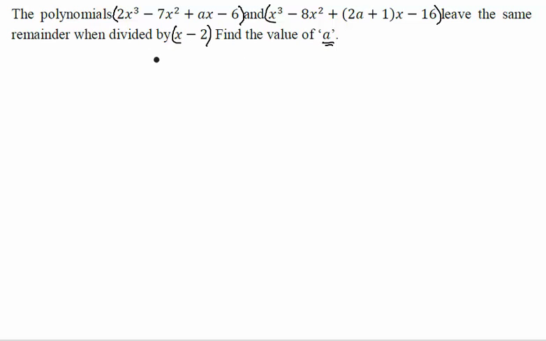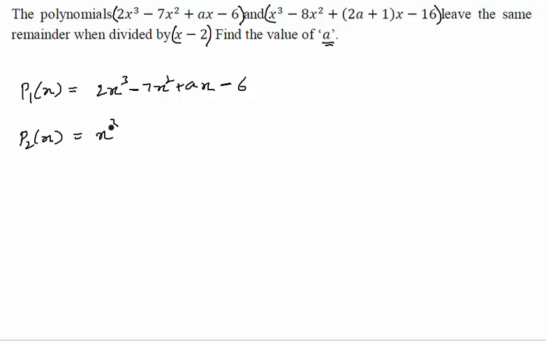So let us name these polynomials. Let us call the first polynomial p1(x), which is 2x cube minus 7x square plus ax minus 6, right? And the second polynomial p2(x) is x cube minus 8x square plus (2a plus 1) into x minus 16.